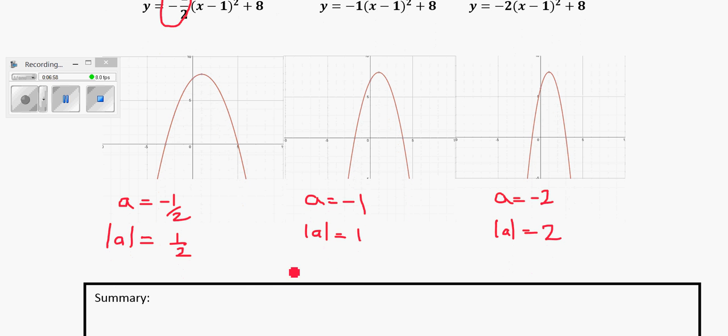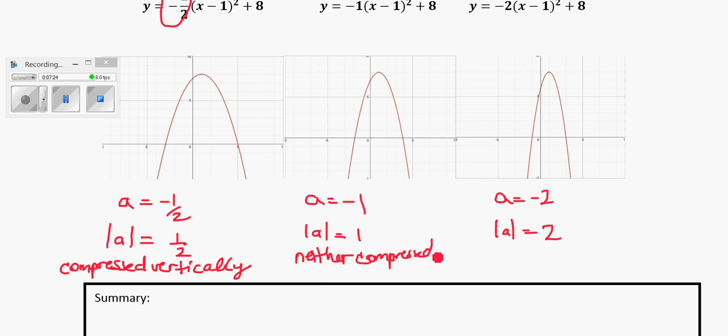Okay, and so what happens with expansion and compression is that in this case here, looking at this graph, we say that this one is compressed vertically. This middle one is neither compressed or expanded. And this one is expanded vertically.